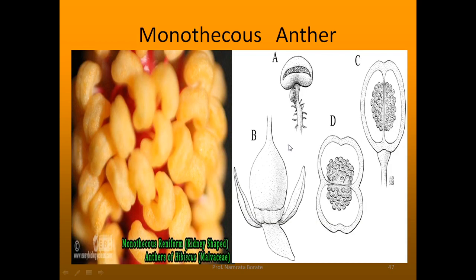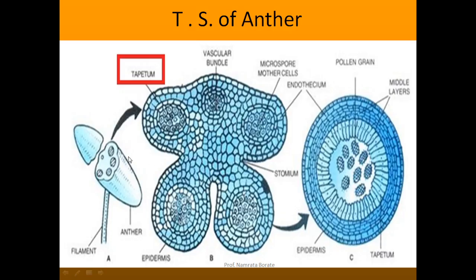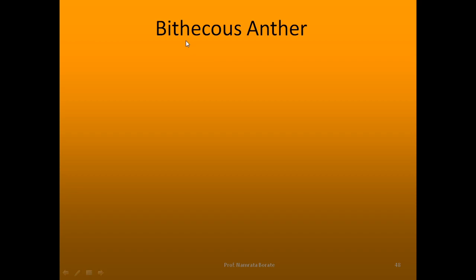An immature stage of the anther is represented by a group of parenchymatous tissue surrounded by a single layer of epidermis. So you can see, this is the anther, and the anther has a group of parenchymatous tissue surrounded by the epidermis. Basically, there are two forms of anther. The anther may be monothecous, or it may be bithecous, also called a dithecous anther.